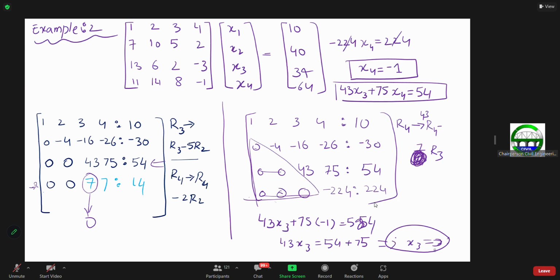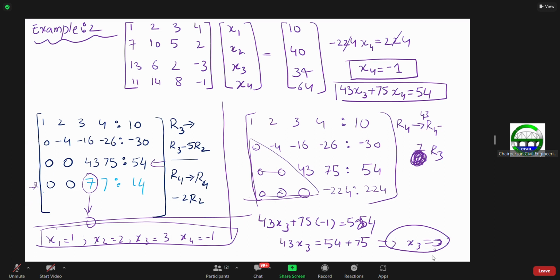Similarly, you put the values of x3 and then find the value of x2 and then the value of x1. So your final answer will be, I will just write, x1 is equals to 1, x2 is equals to 2, x3 is equals to 3, and x4 is equals to minus 1. This will be your final answer. Okay. I hope this thing is clear to everyone.